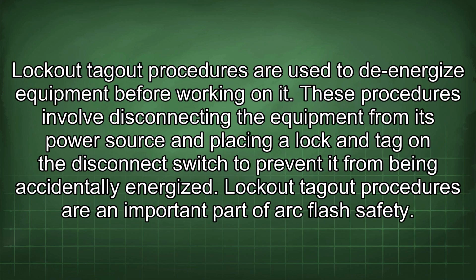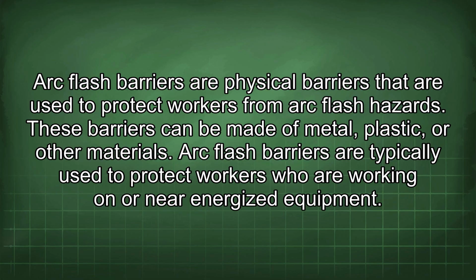Lockout-tagout procedures are used to de-energize equipment before working on it. These procedures involve disconnecting the equipment from its power source and placing a lock and tag on the disconnect switch to prevent it from being accidentally energized. Lockout-tagout procedures are an important part of arc flash safety. Arc flash barriers are physical barriers that are used to protect workers from arc flash hazards. These barriers can be made of metal, plastic, or other materials. Arc flash barriers are typically used to protect workers who are working on or near energized equipment.